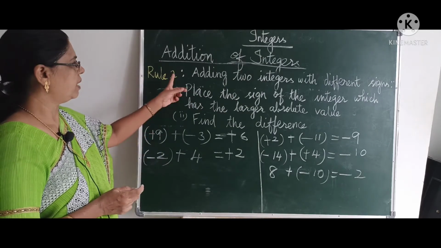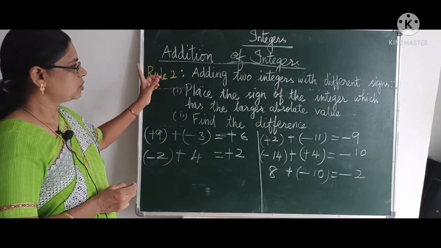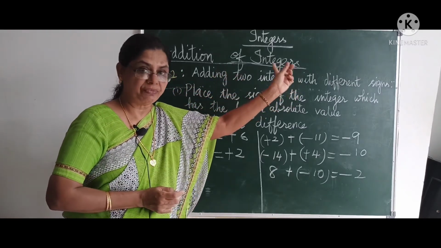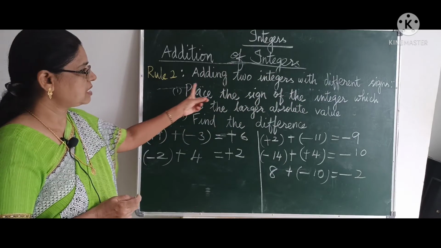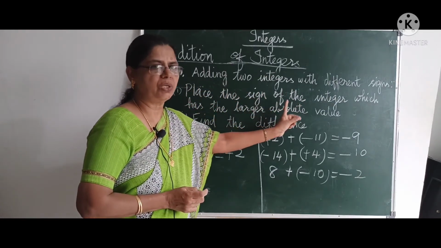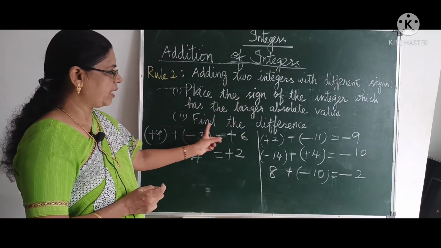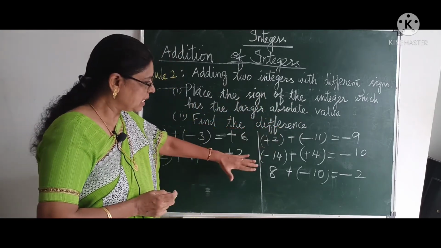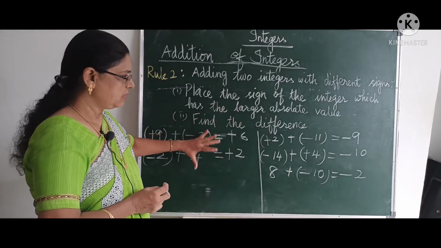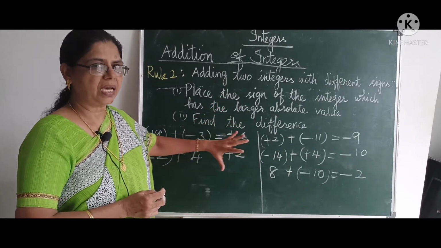So hope children you have understood rule number 2. So what is rule number 2? When we add two integers with different signs, place the sign of the integer which has the larger absolute value and then find out the difference. Here in this type, most of the children get confused. So you need to be very careful.